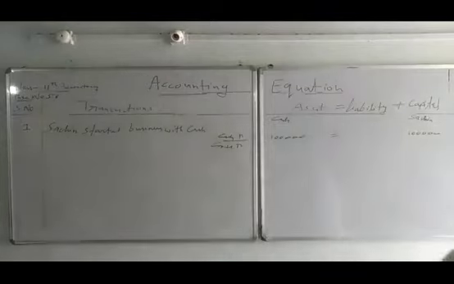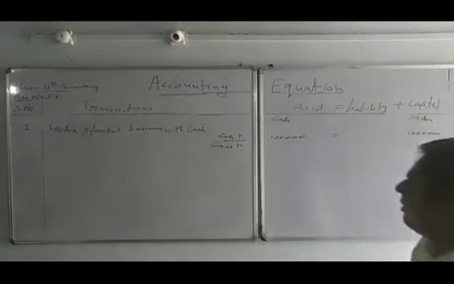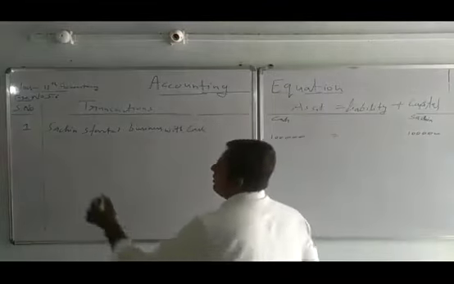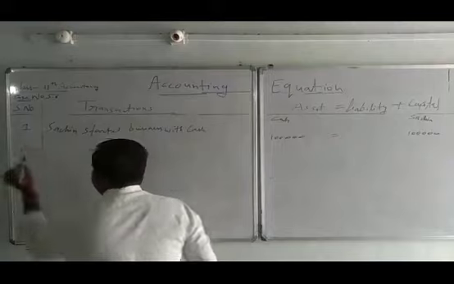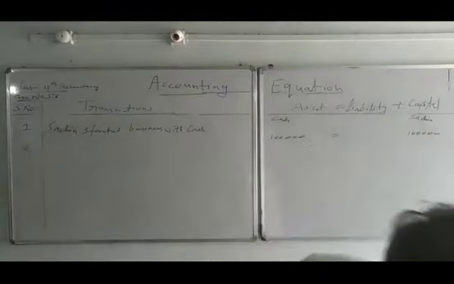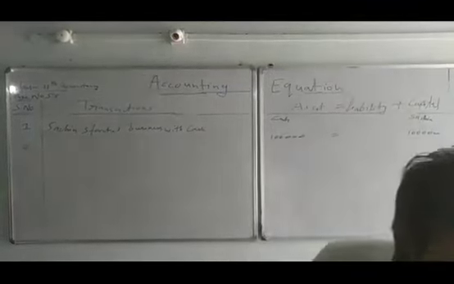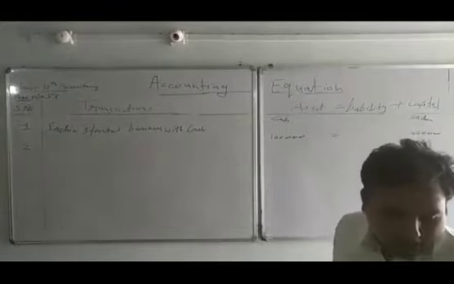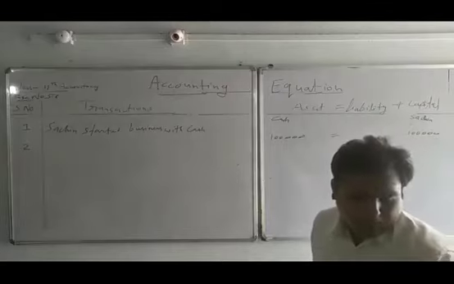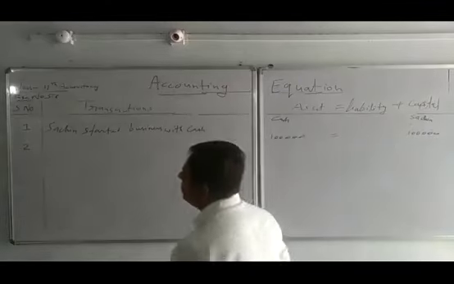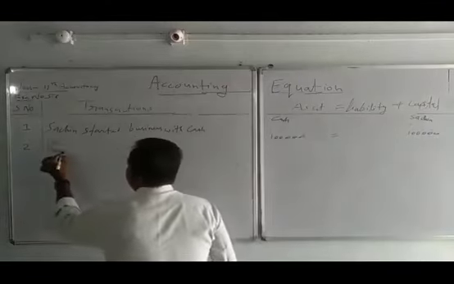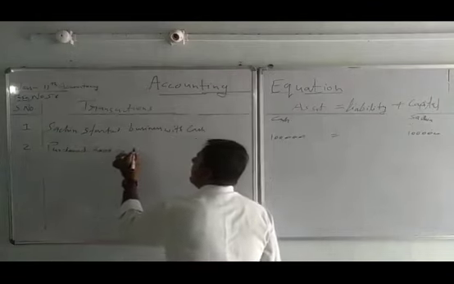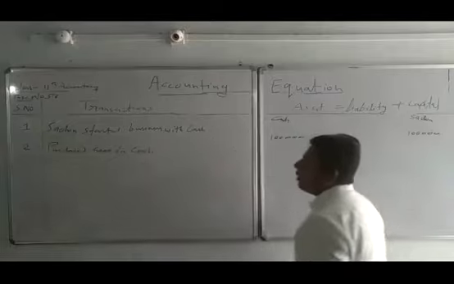Okay, moving to the second transaction. This is only for your understanding, I am rubbing it out. Second transaction, see in your book: purchased goods in cash of rupees 50,000. So I will write here: purchased goods in cash.